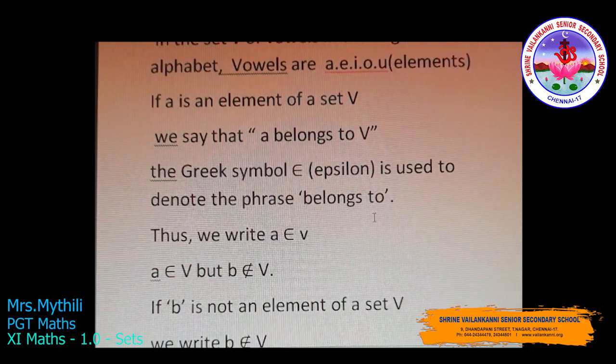We are using here the Greek symbol epsilon to denote the phrase belongs to. Thus we write a belongs to V, but b does not belong to V. Do we have any element b in the set V? No. That's why we write b is not an element of the set V. We write b does not belong to V.